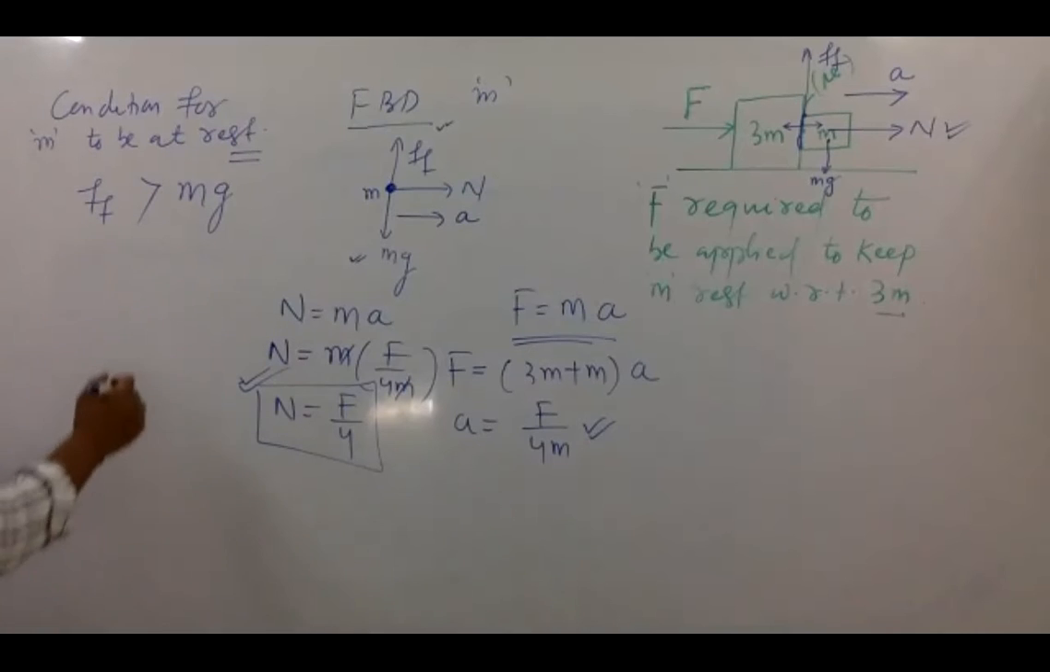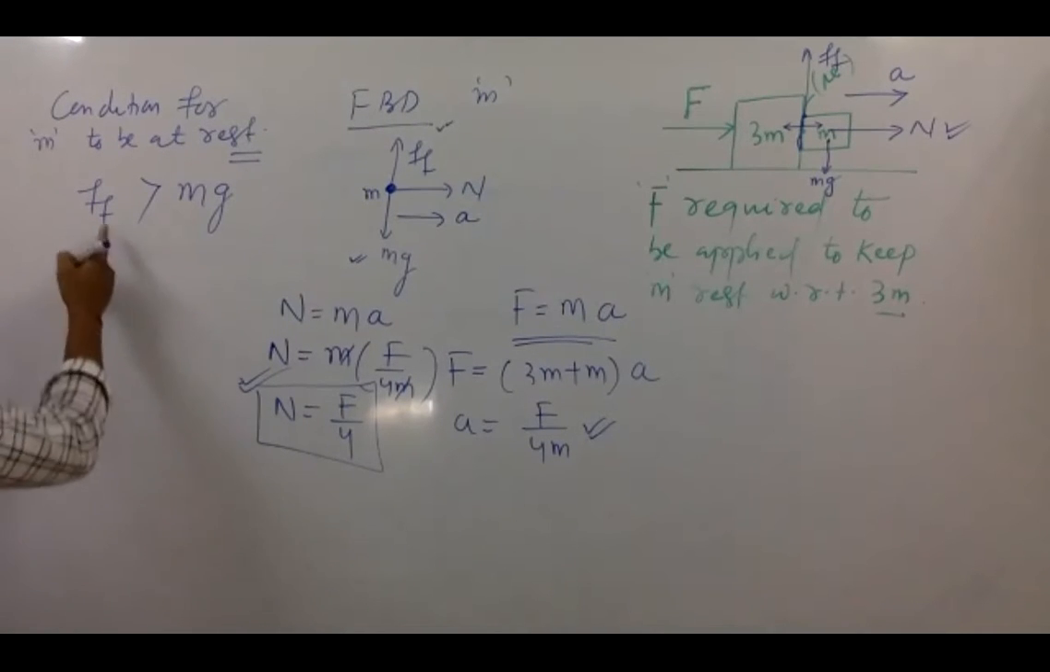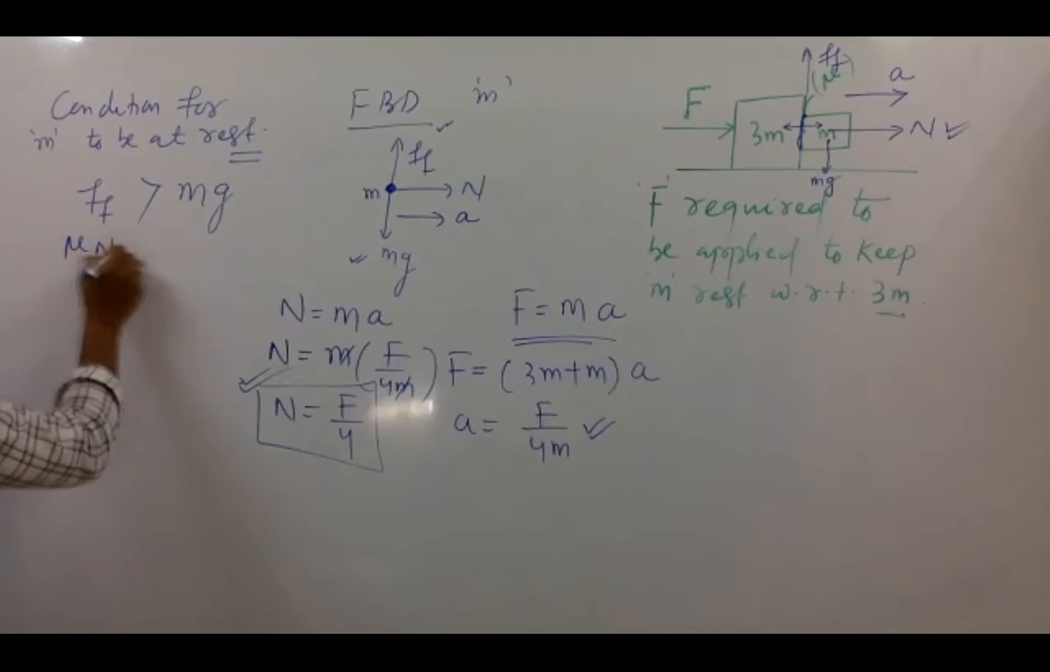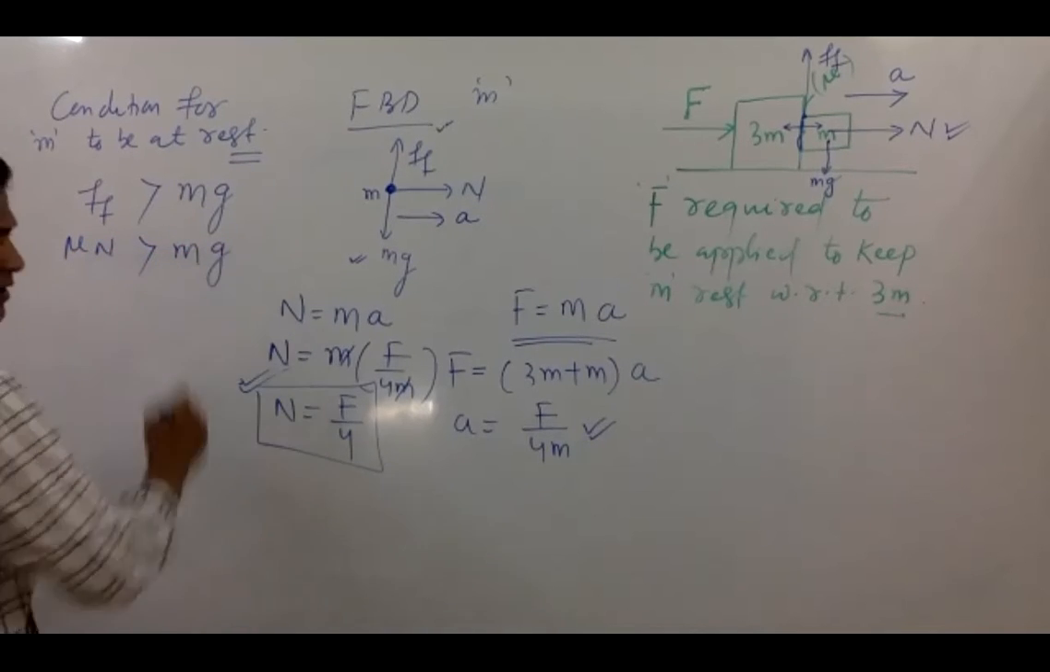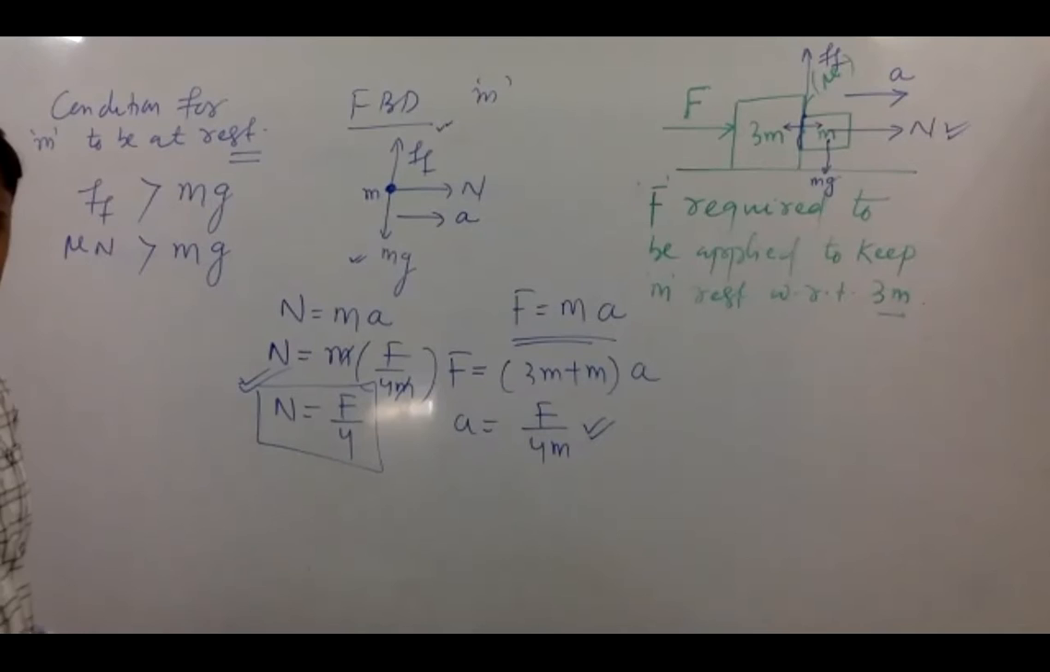And here if I'll be putting here, see, force of friction is equal to mu into N, correct? Mu into N should be greater than mg. That is the only condition for the body to be at rest, right?